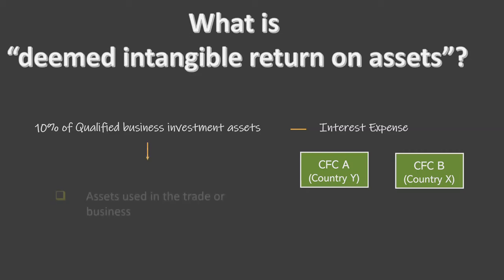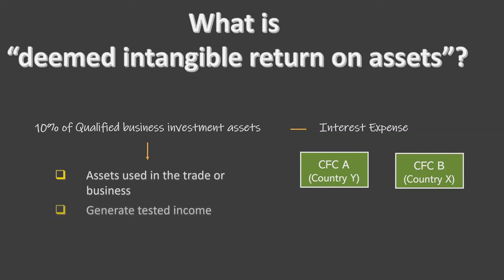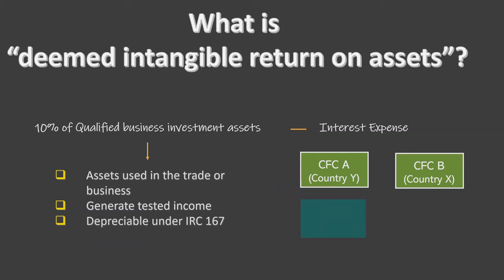Qualified business investment assets are essentially assets that are used in the trade or business of that CFC. They generate tested income and they're depreciable under IRC Section 167. This is really important because assets that are used to generate, for example, Subpart F income or effectively connected income of a U.S. trade or business should not be included in your qualified business investment assets for this calculation. So you have to look to the underlying assets and the income to which they generate and apportion them to the extent they need to be apportioned.